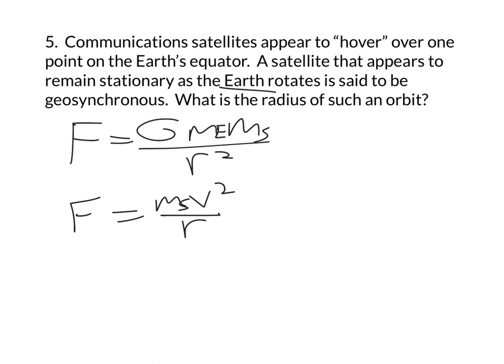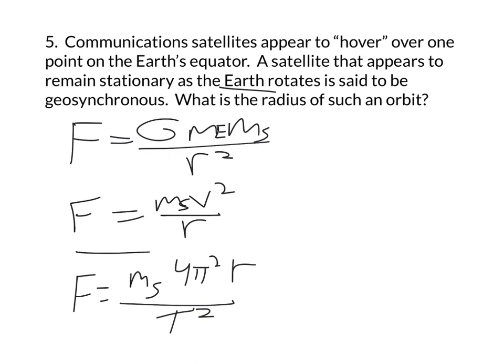And so if we do the same equation, F equals the mass of the satellite, we can do it in terms of period, which is 4 pi squared r over t squared. That's another way to write this one. In fact, I think that might be our better bet. Well, let's try this then.